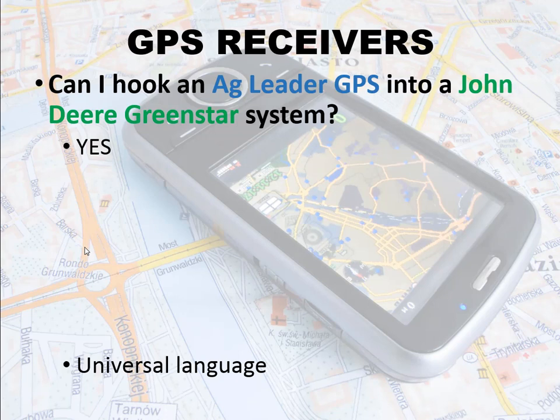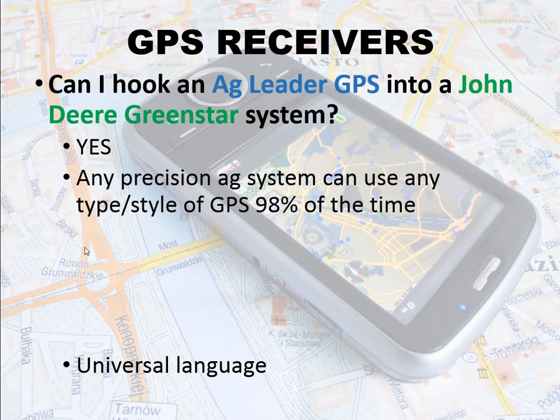Any precision ag system, for that matter, can use any type or style of GPS 98% of the time. Pretty much it's going to be 100%, but you never know. There are some systems out there with an old GPS from days gone by that someone wants to utilize, and it may not work. So how does that work? To get an Ag Leader GPS to feed into a John Deere system, you just need to have the right cable.